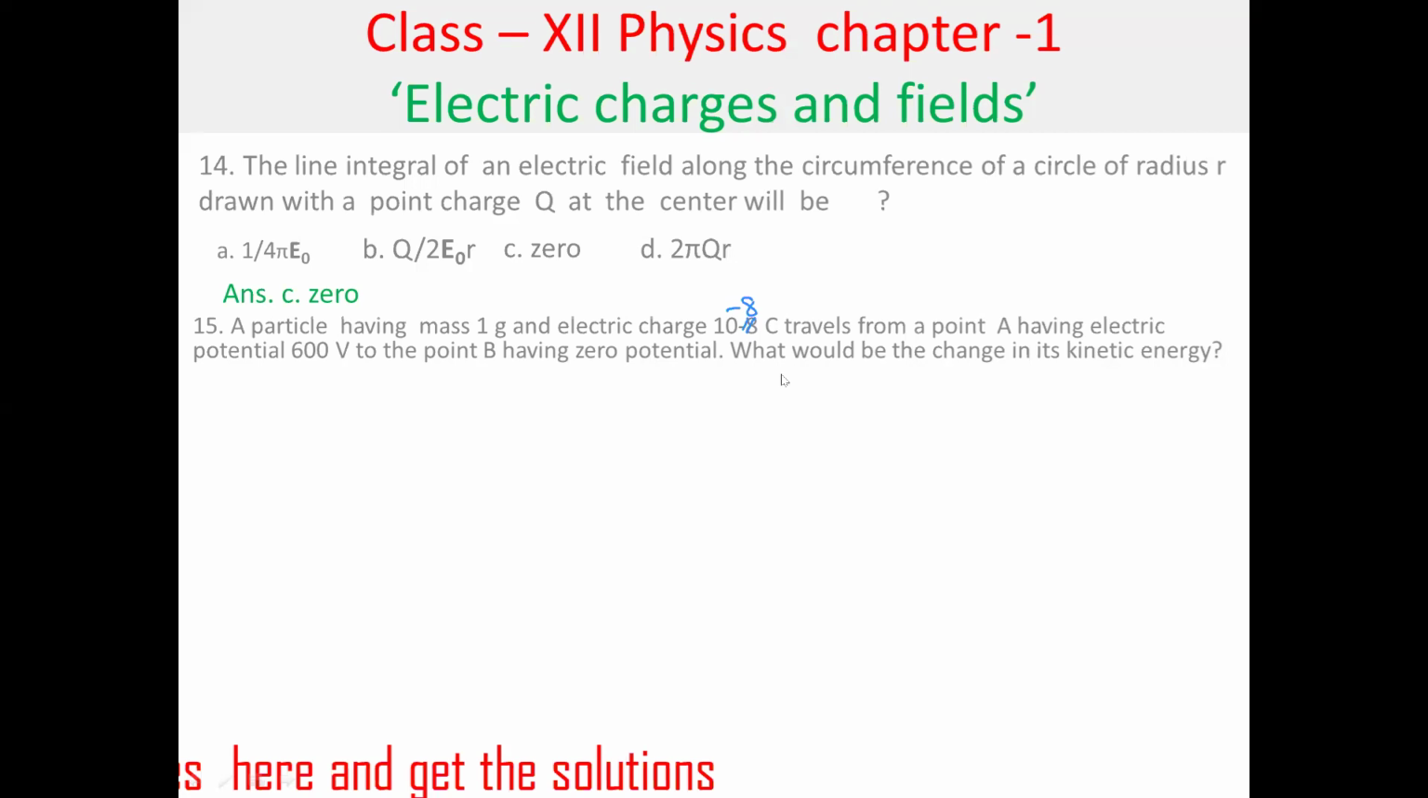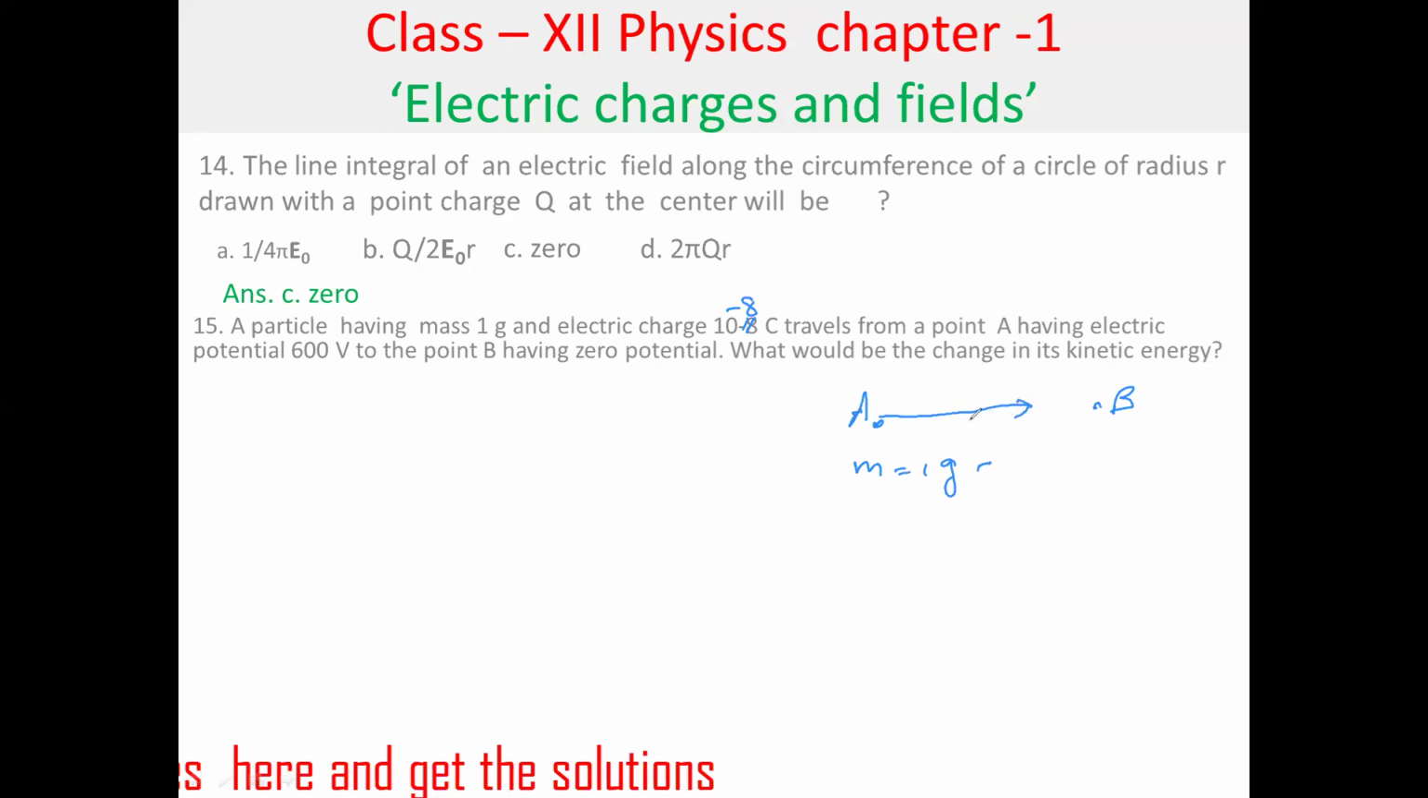Here you see, again drawing it like this. Suppose here it is point A, and this is point B. A particle of mass 1 gram, mass equal to 1 gram. It will be in SI units. Travels from a point A, it is going from A towards B.